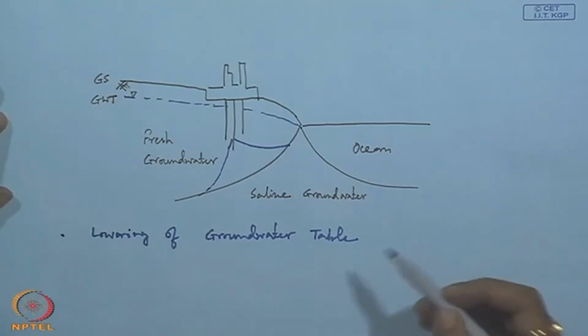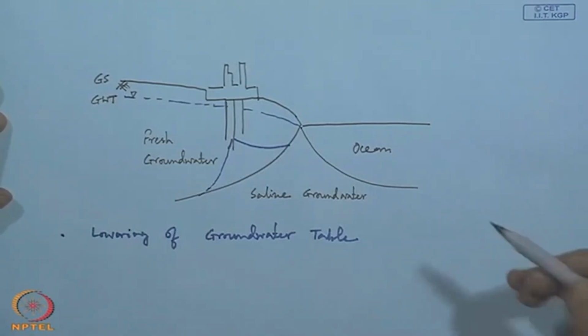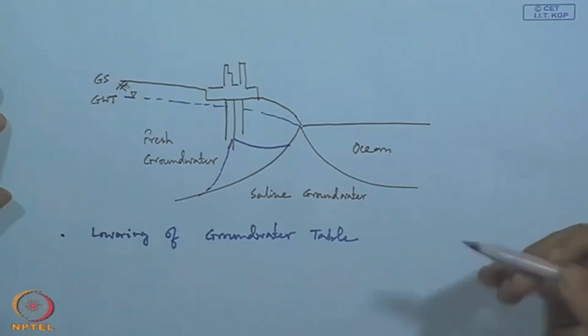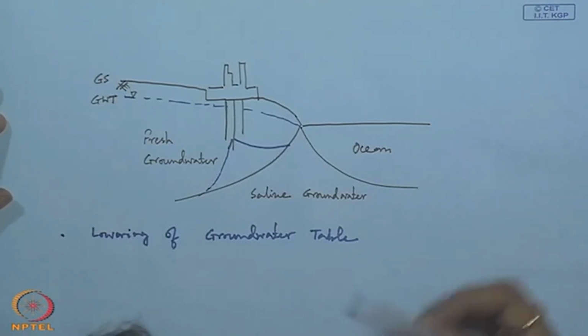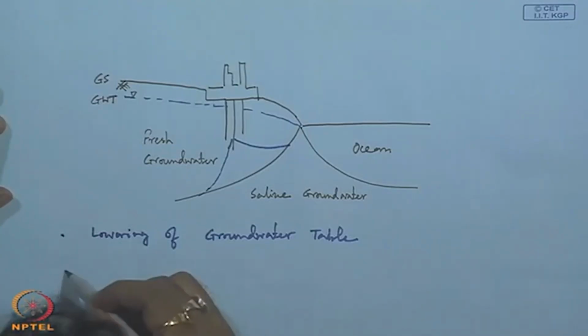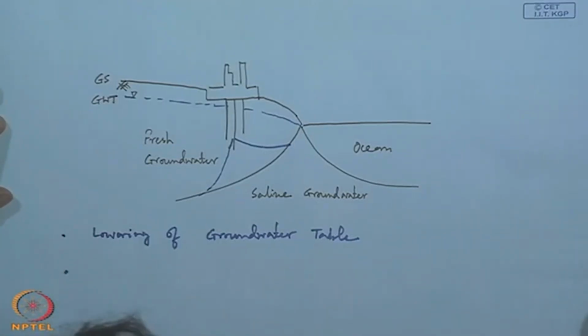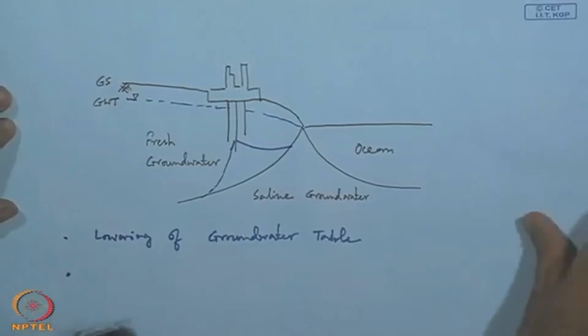And another thing is that human saline waste can also cause saline water intrusion in coastal aquifers. So, if we distinctly see different things.